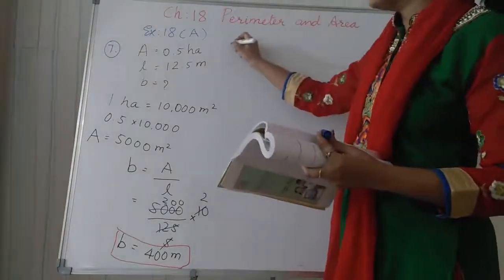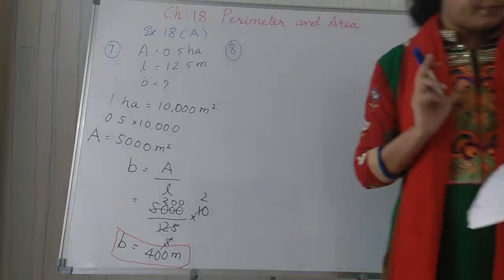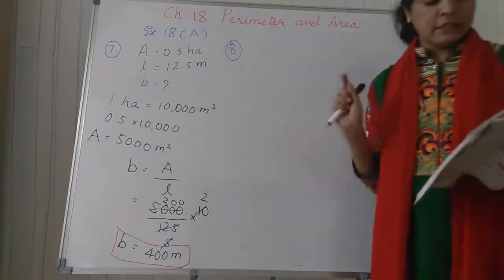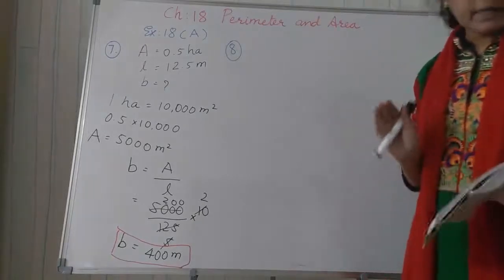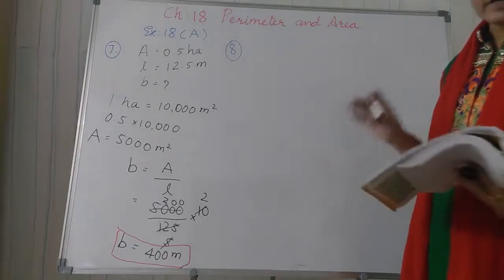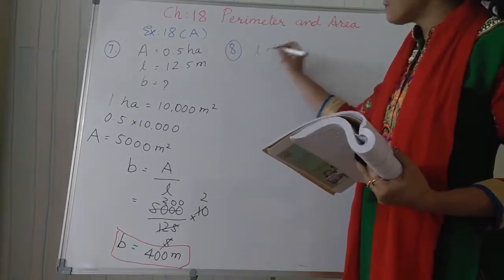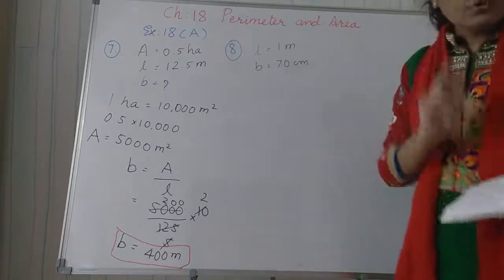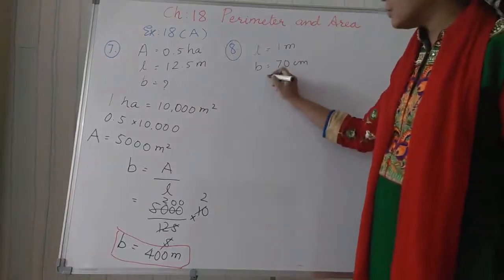Question number 8. In this question, a rectangular piece of plastic sheet measures 1 meter by 70 centimeter, and find its cost at the rate of rupees 80 per square meter. Okay, so it means here the length and breadth of the rectangular piece are given. That is, length is 1 meter and breadth is given as 70 centimeters. Students, we want to find the cost per square meter.